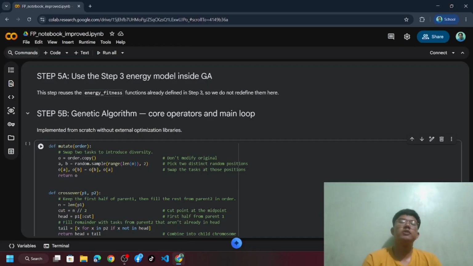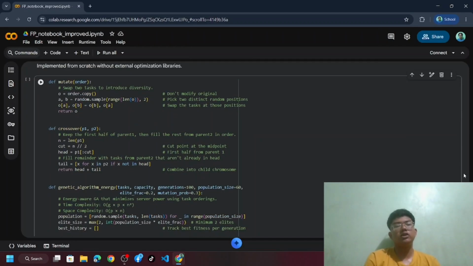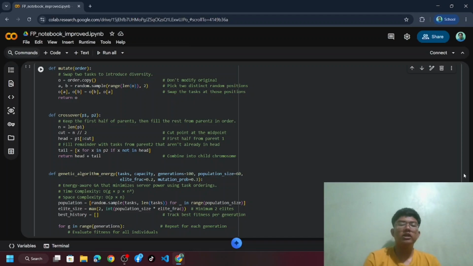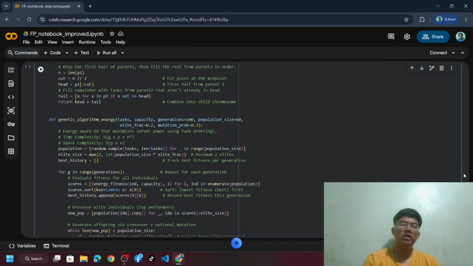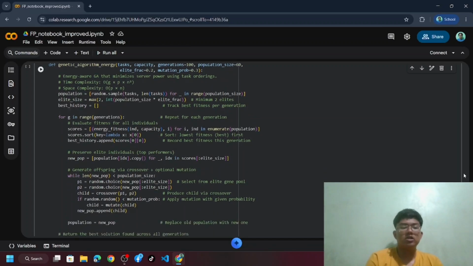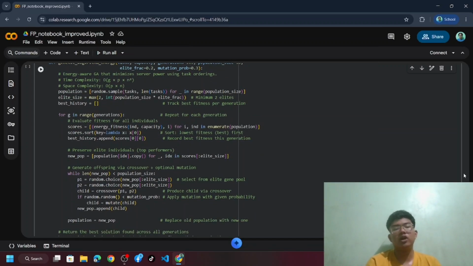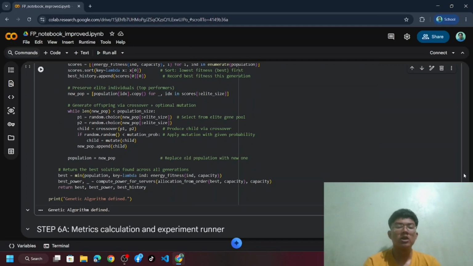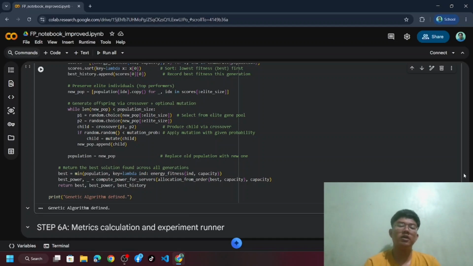To tackle the energy optimization problem, we implemented a genetic algorithm. The process starts with a population of random solutions that evolve over several generations. We use a crossover operator to combine pair solutions without duplicating tasks, and a mutation operator that randomly swaps tasks to ensure we don't get stuck in local optima. The genetic algorithm energy function manages this entire solution using elitism to make sure our best performance results are never lost. In terms of performance, the algorithm has a time complexity of O of g times p times n squared, and a space complexity of O of p times n.